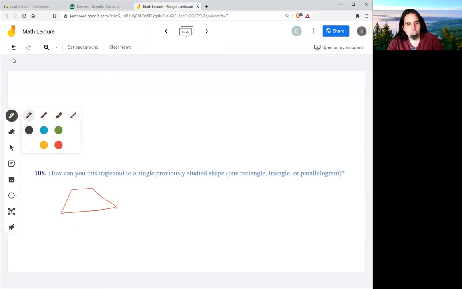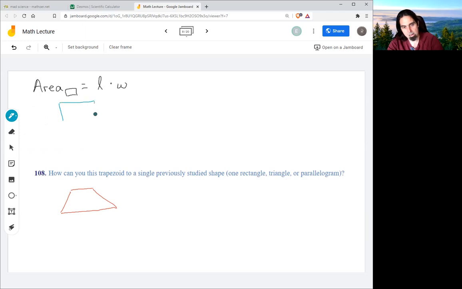Last class, we started by saying the area, and I use subscripts, that's just how my brain works, for a rectangle is length times width. Here's our rectangle. And we had length and width. Normally, I don't use cursive.